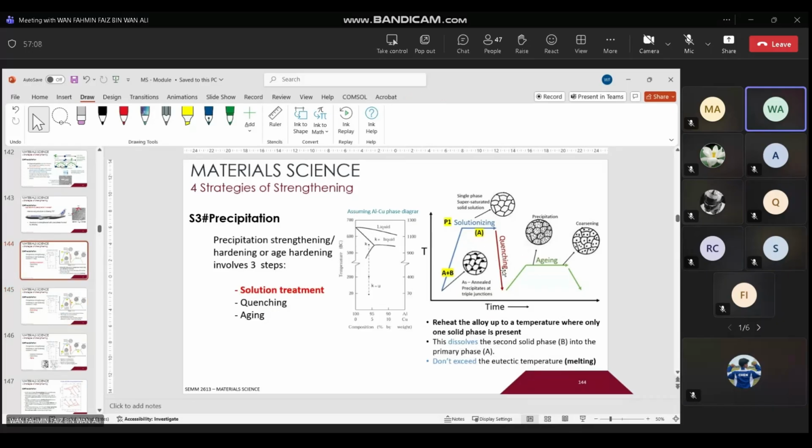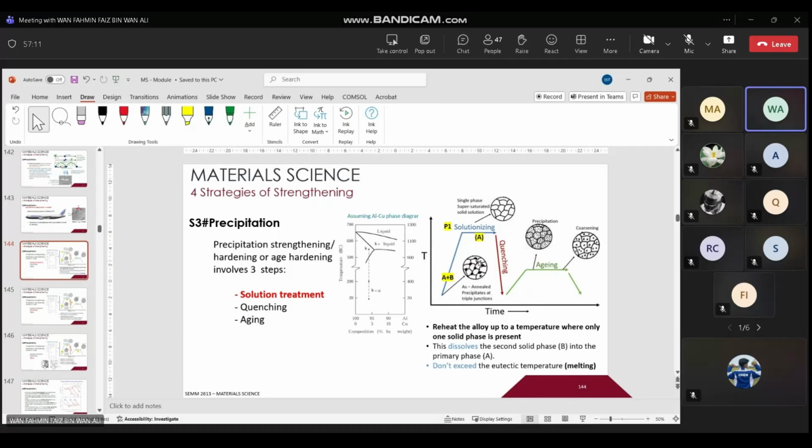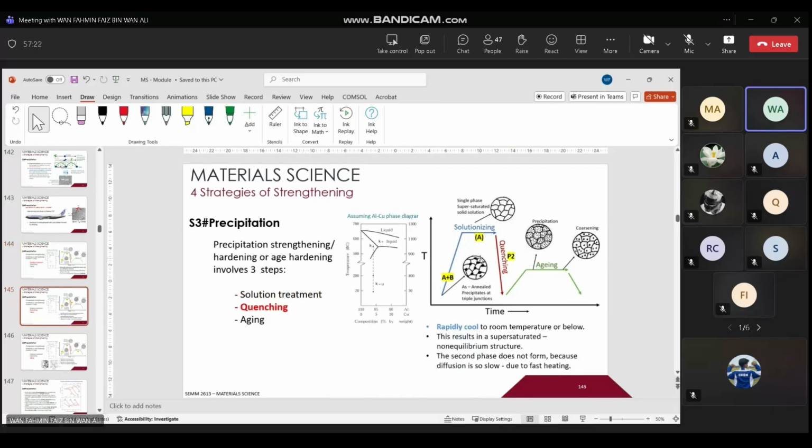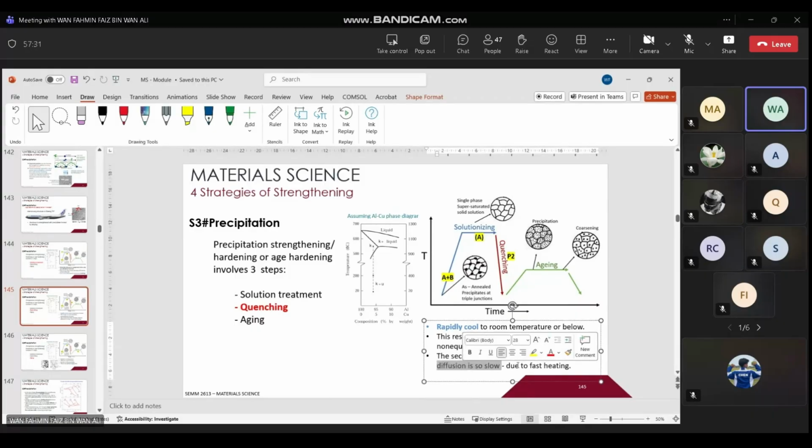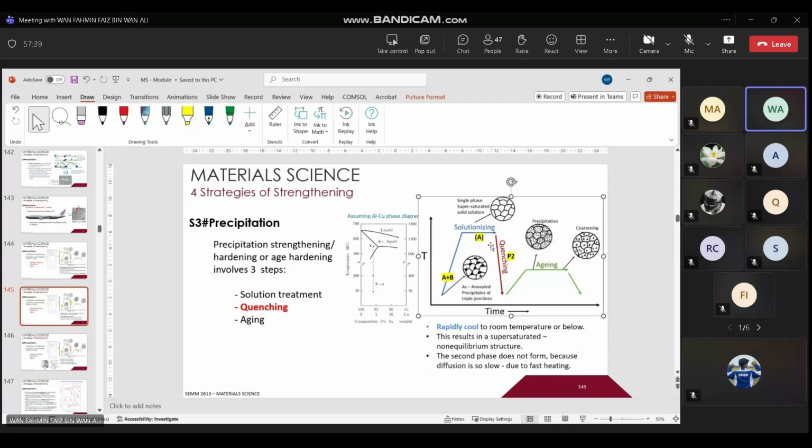So what happens is, I forgot to show the reaction earlier. For this example, the black is B and the white is A. So when you heat up to A, you get only white, which is A. So you apply quenching. Quenching is a rapid process, so diffusion is slow because this is fast cooling. So it doesn't have time to form the black precipitate, and they maintain the structure. So the target is that you want to maintain the single phase, all the way down to room temperature. That is the quenching process.